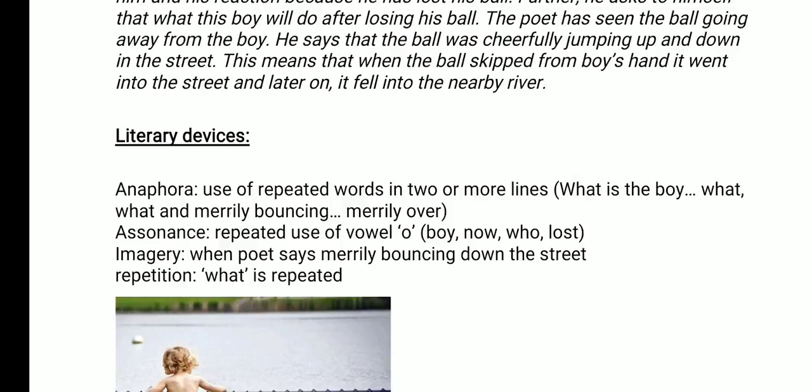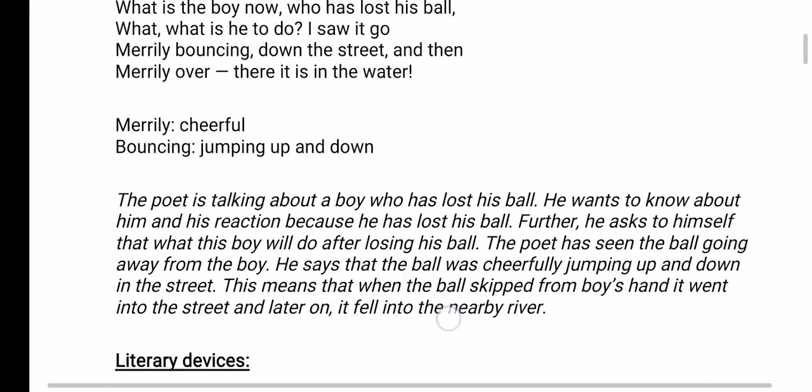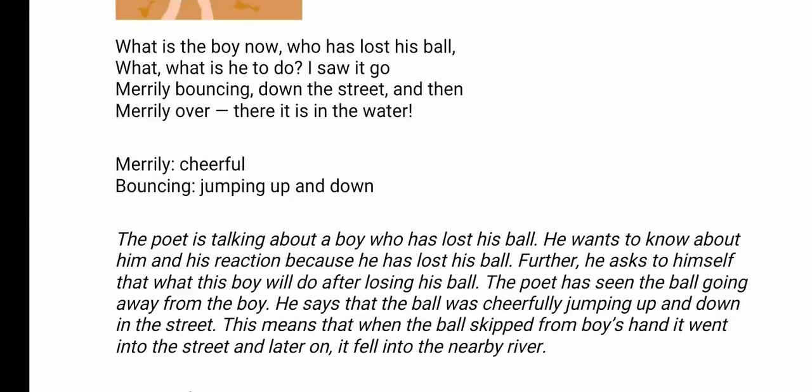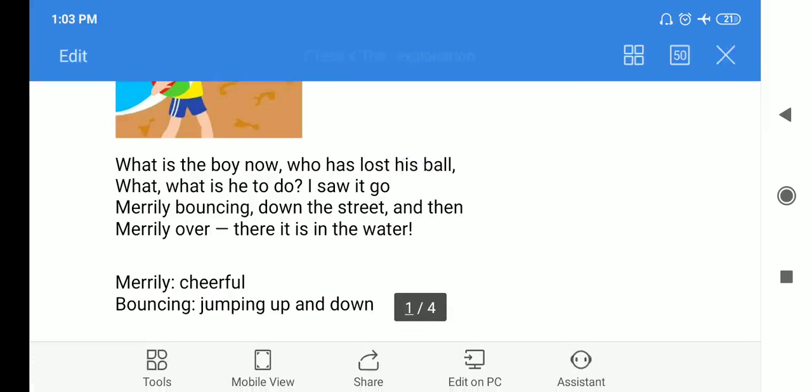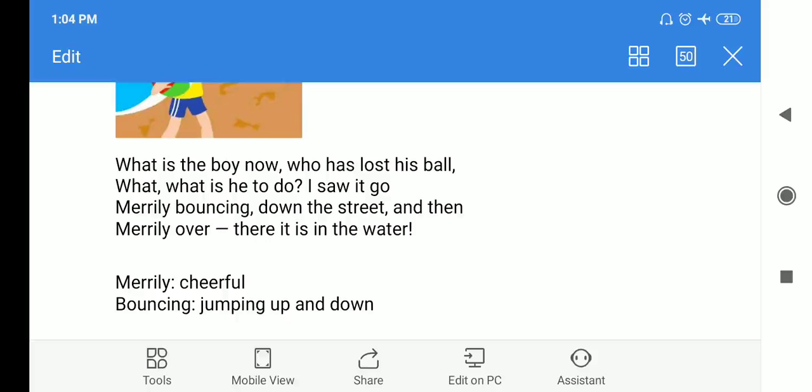The word "what" is repeated. When you see, what is he to do? What is he to do? If in one line two words are repeated, then the literary device used is repetition. In this, the letter H is repeated, so the poetic device used is alliteration.